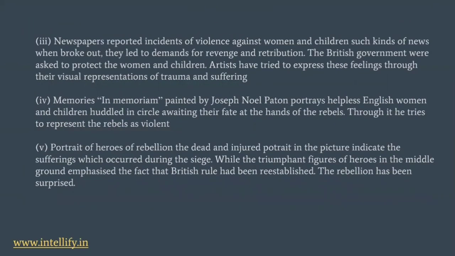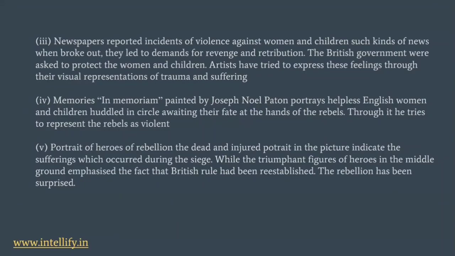Next, newspapers reported incidents of violence against women and children. Such news, when it broke out, led to the demand for revenge and retribution. The British government was asked to protect the women and children. Artists tried to express these feelings through visual representations of trauma and suffering. So sometimes newspaper reports came out telling about the violence that was done to women and children. And when such news came out, people demanded justice and wanted to take revenge against the people who caused all this violence to women and children.